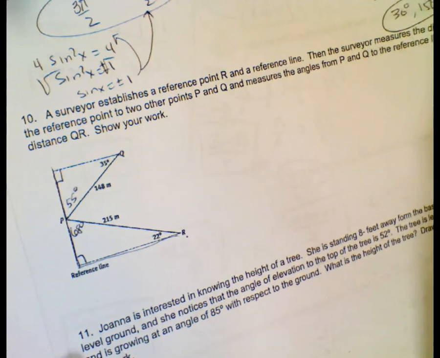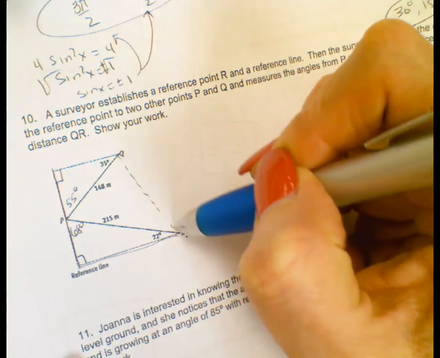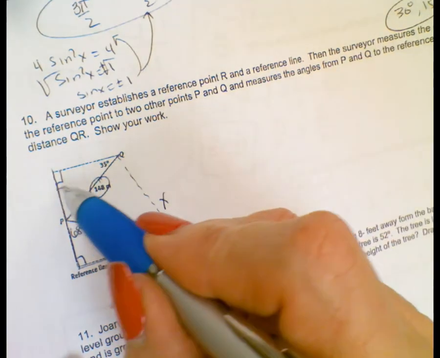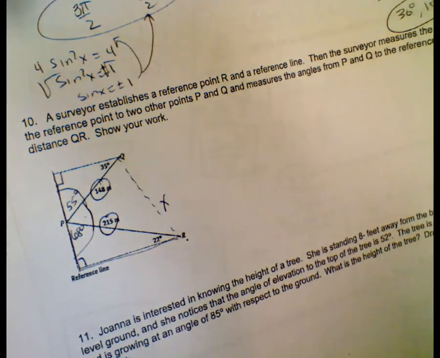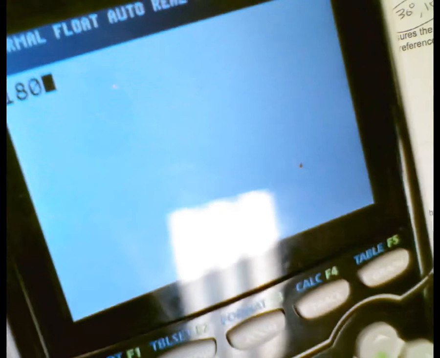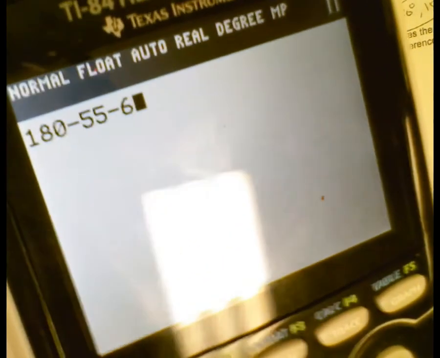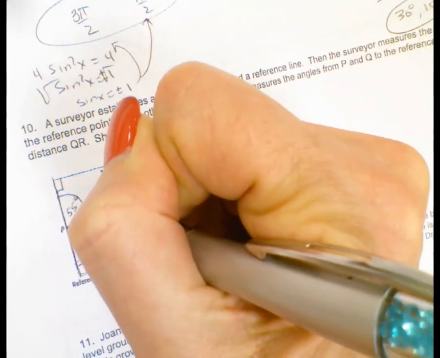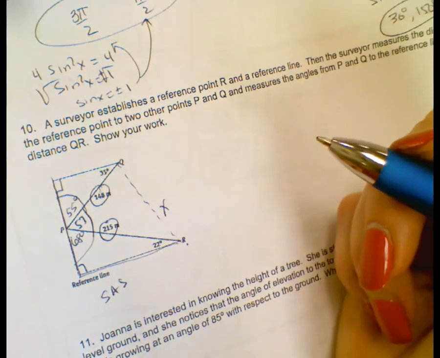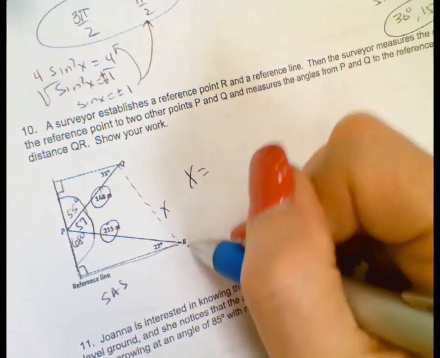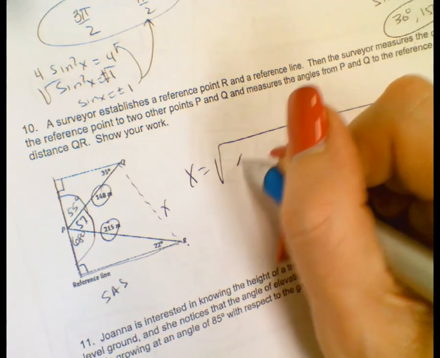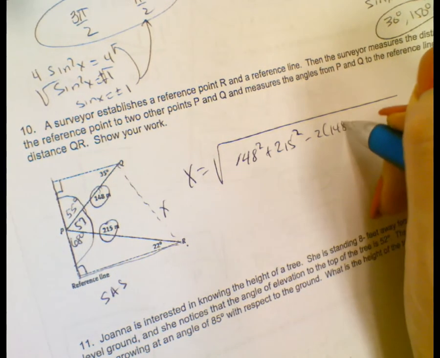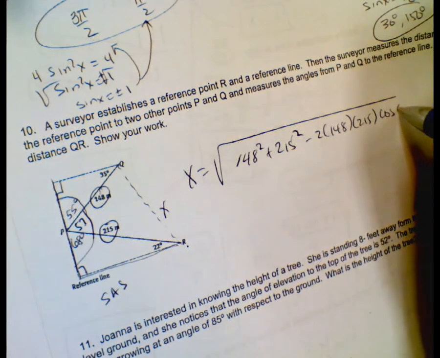So they want to know, find the distance QR, this distance right here. So you have a side and you have a side, and we are going to figure out this angle right here because this is on a straight line. So a straight line is 180 minus the 55 minus the 68. So that angle that we don't know right now is 57. Now we know SAS. That's law of cosines. So we're finding x, the side right here, is equal to 148 squared plus 215 squared minus 2 times 148 times 215 times the cosine of 57 degrees.